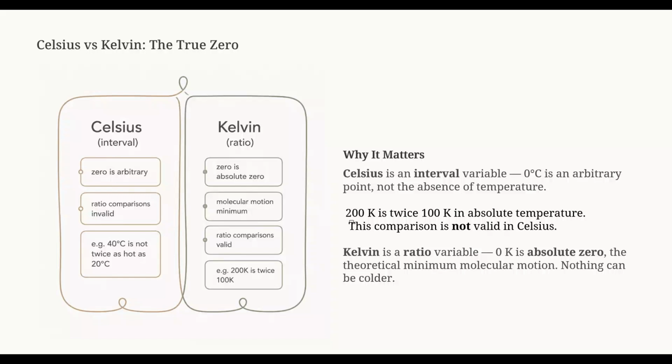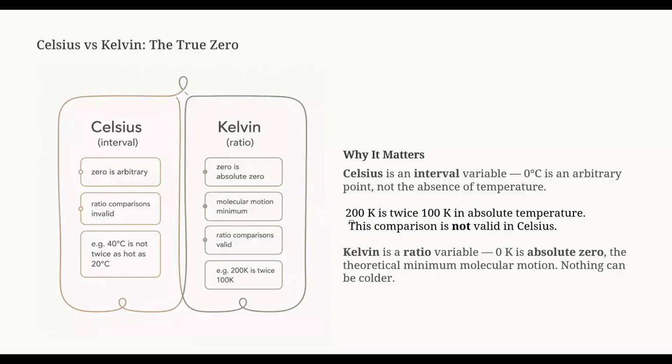So many students find interval and ratio confusing, and that is true. So let's look at a famous example. Temperature measured in Celsius is an interval variable. Temperature measured in Kelvin is a ratio variable.